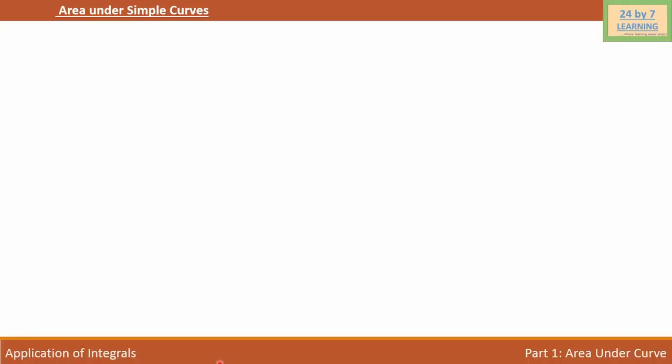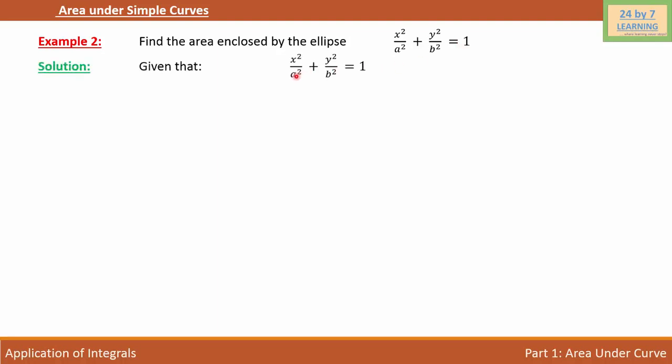Area under simple curve. Let's consider an example. Find the area enclosed by the ellipse x squared over a squared plus y squared over b squared is equal to 1. As you can see, it is given that this is the equation of the ellipse. In order to find the area enclosed by the ellipse, I would like to graph this ellipse. So this is my x-axis, this is my y-axis, and this is my ellipse.